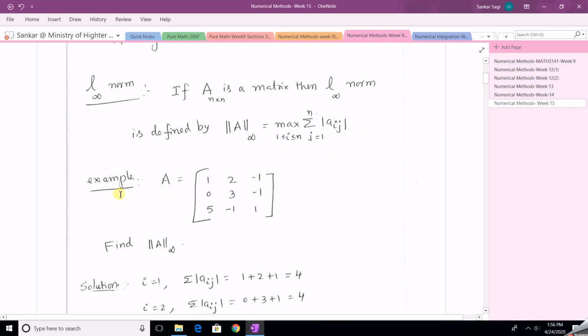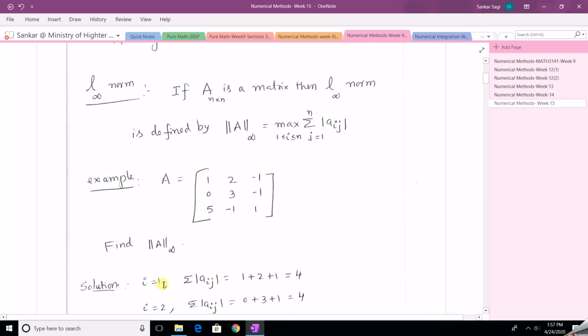So let us look at this example. A is equal to this matrix: 1, 2, minus 1; 0, 3, minus 1; 5, minus 1 and 1. Find the L infinity norm. So how to find the L infinity norm? Using this definition, for each row we have to find the sum of the absolute values of that row. So let us start with i equal to 1, that is the first row. In the first row, we take the sum of the absolute values of the elements in that row.